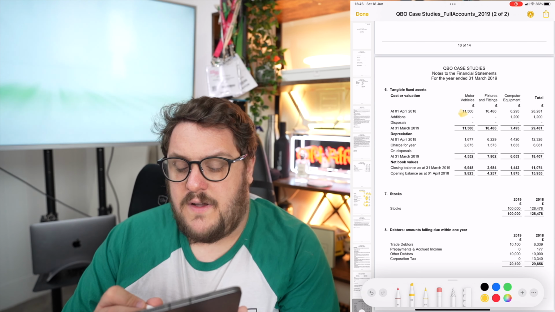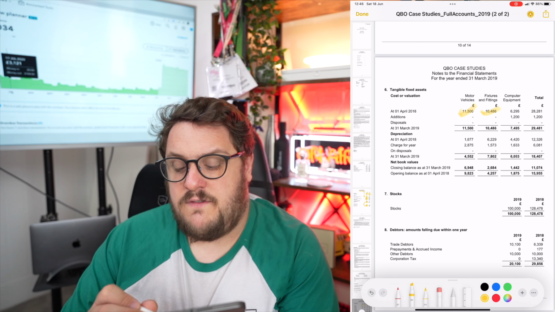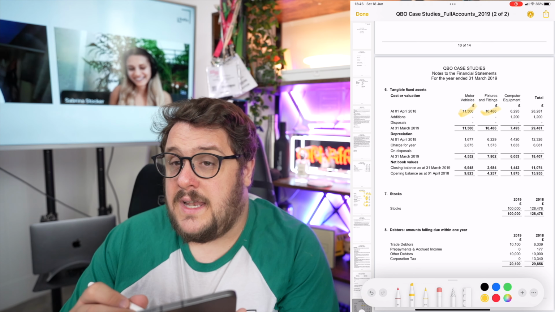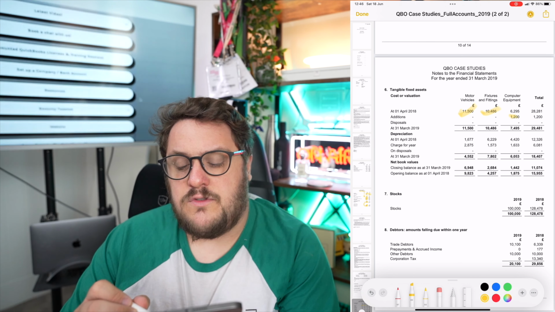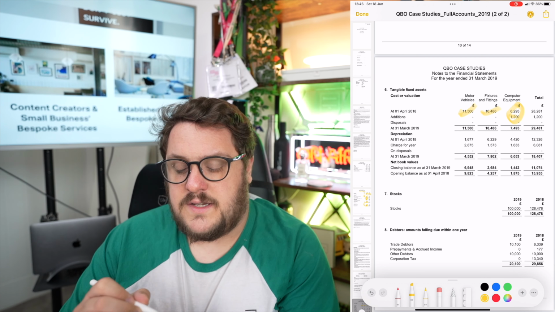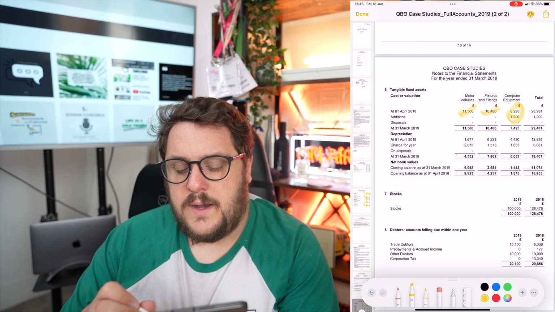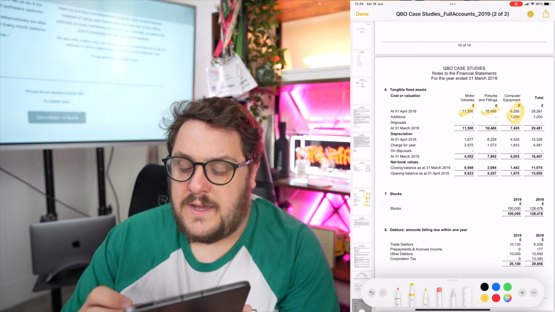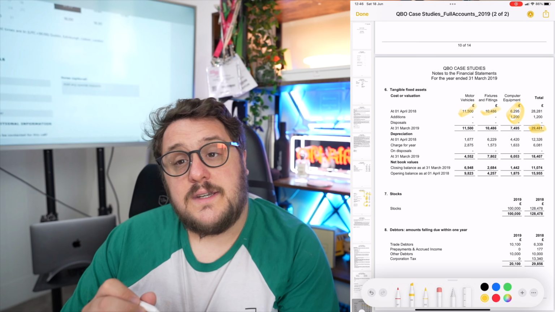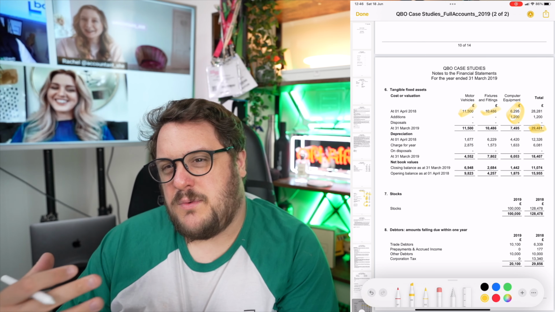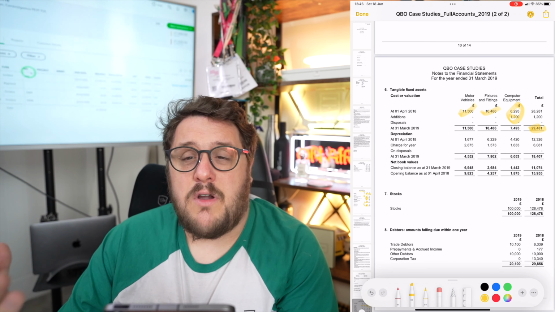Well, actually, it's £11,000 of cars, £10,000 of fixtures and fittings, and I did actually invest a little bit in the year, £1,200 in computer equipment, whereas I had £6,000 brought forward. This figure above the line is how much we've paid for our assets. The figure below the line is how much we've actually put into our profit and loss account.